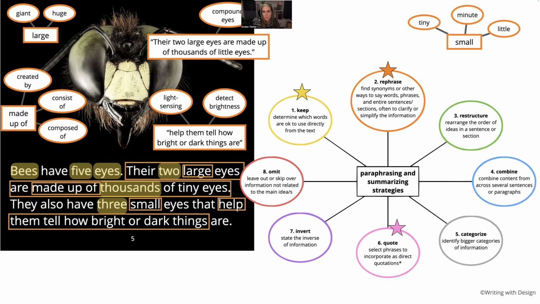So quoting. This is one of my favorite strategies because what we like to teach students to do is to pull in a phrase rather than an entire sentence or multiple sentences.